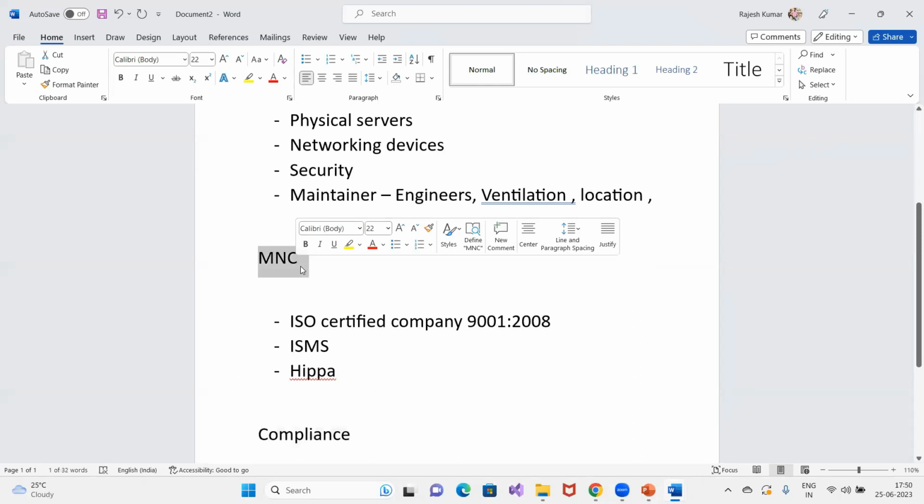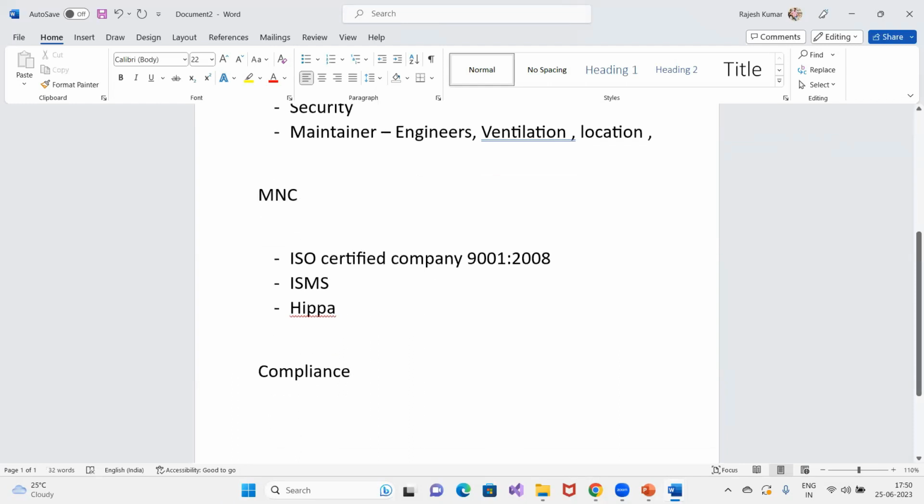I will give you one or two examples in order to understand the compliance part. Just suppose, let's take an example of a multinational company. Any multinational company, if they are running any business, they cannot keep the old hardware.